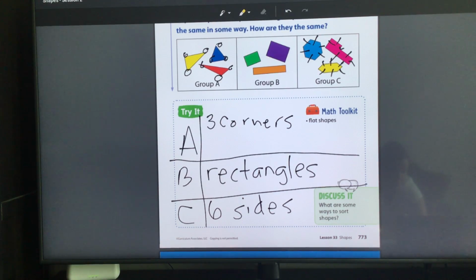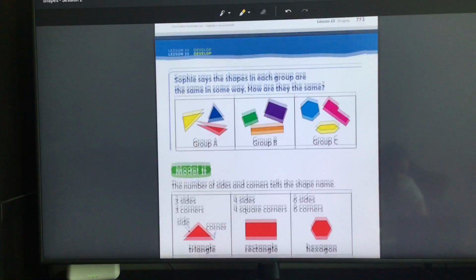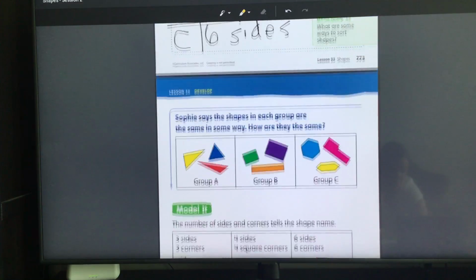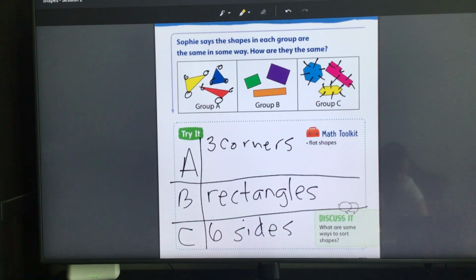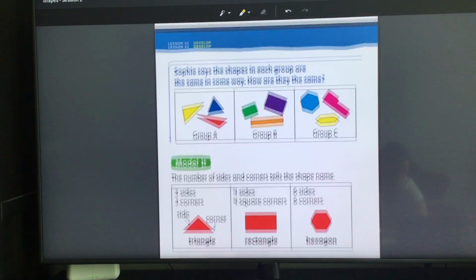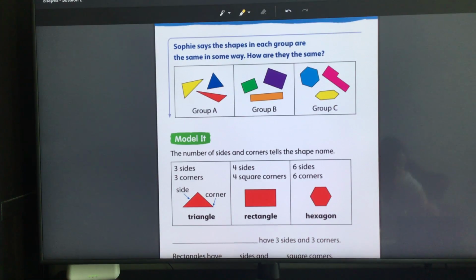All right, let's flip our page over. And here you're going to see the same problem. This was the way that we did it, the try it, and now we're going to look at the model it so that we can compare our answers. So it says, Sophie says the shapes in each group are the same in some way. How are they the same? Okay, the model it for the triangles, it shows that they have 3 sides and 3 corners, and that they are all triangles. Whenever a shape has 3 sides and 3 corners, it's called a triangle.